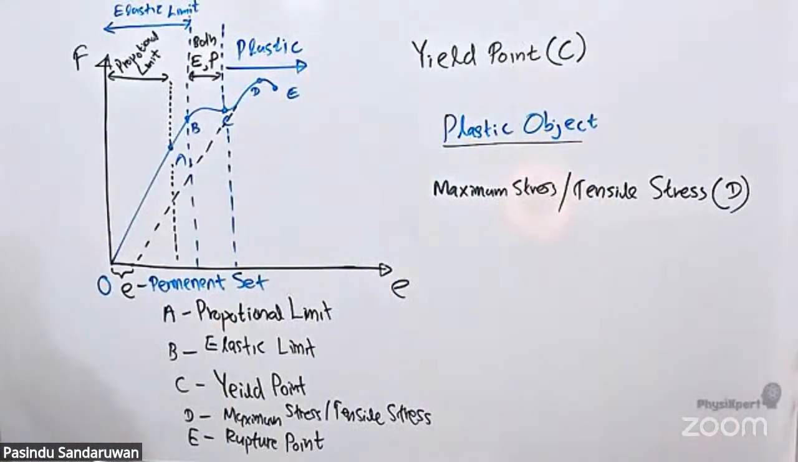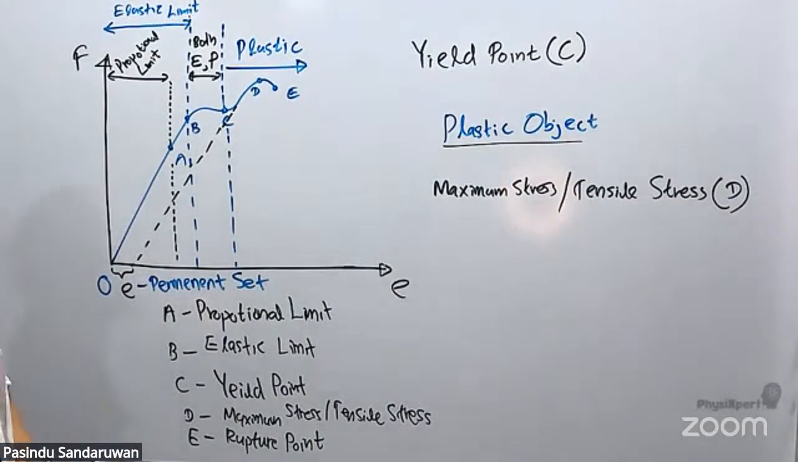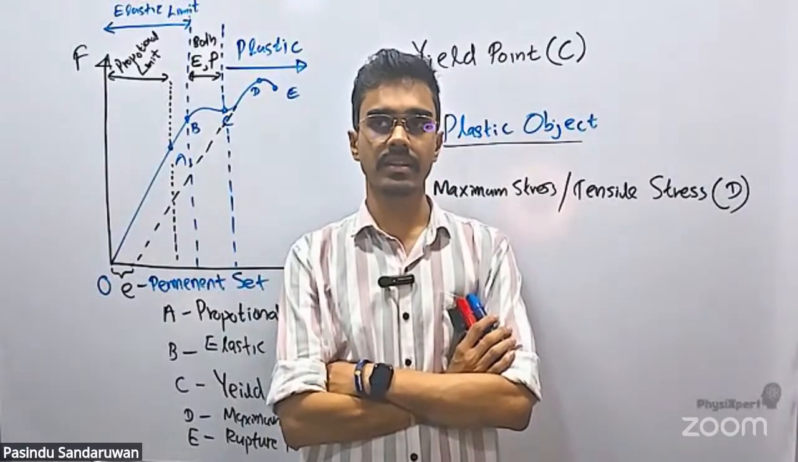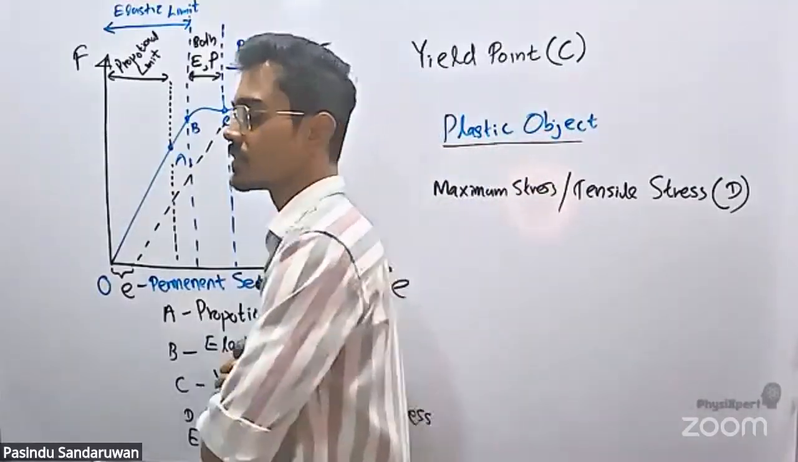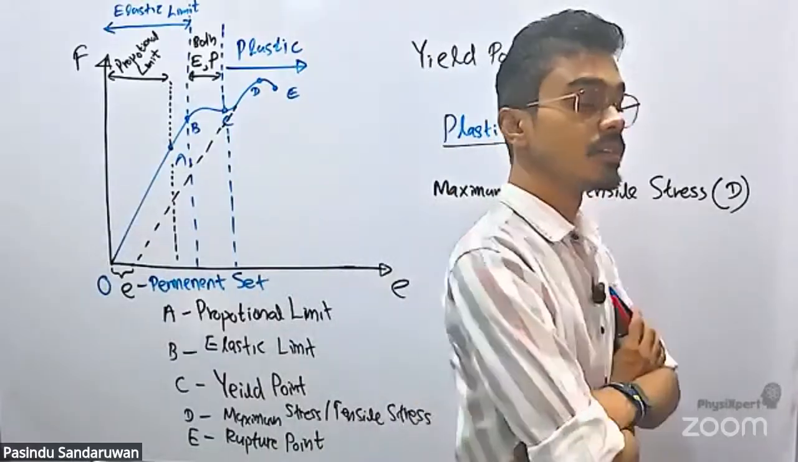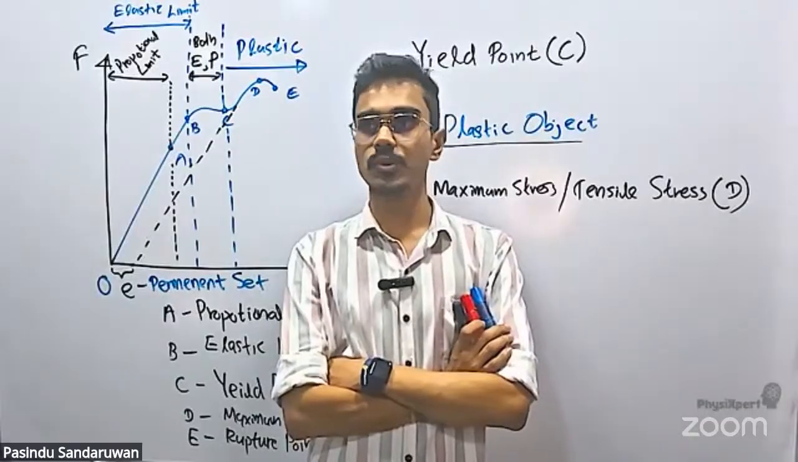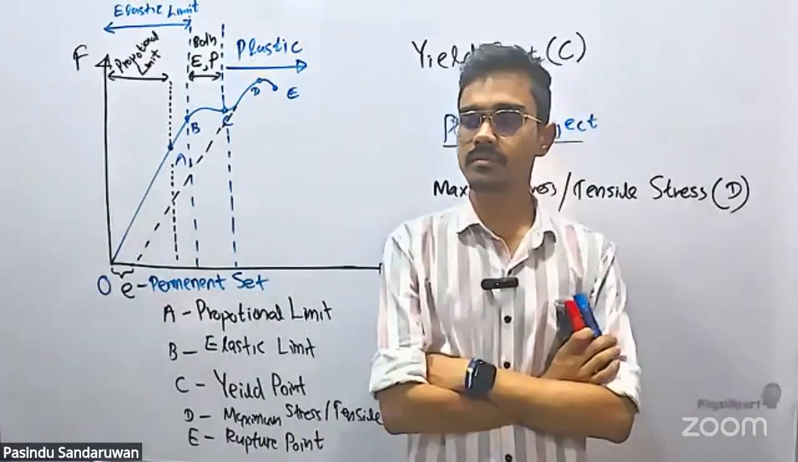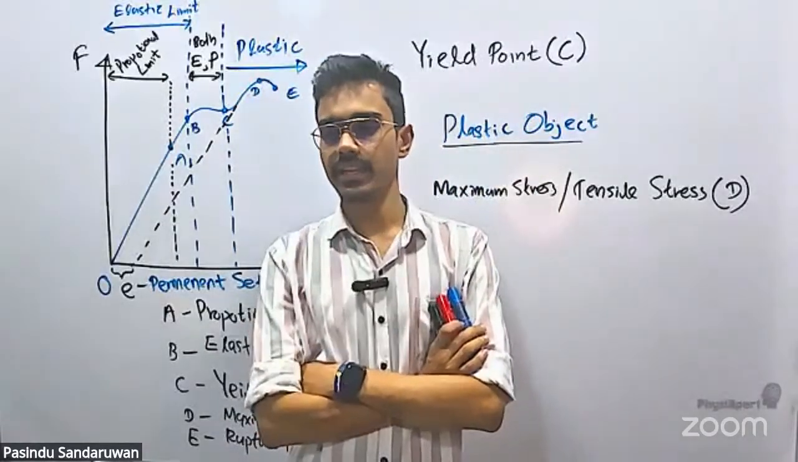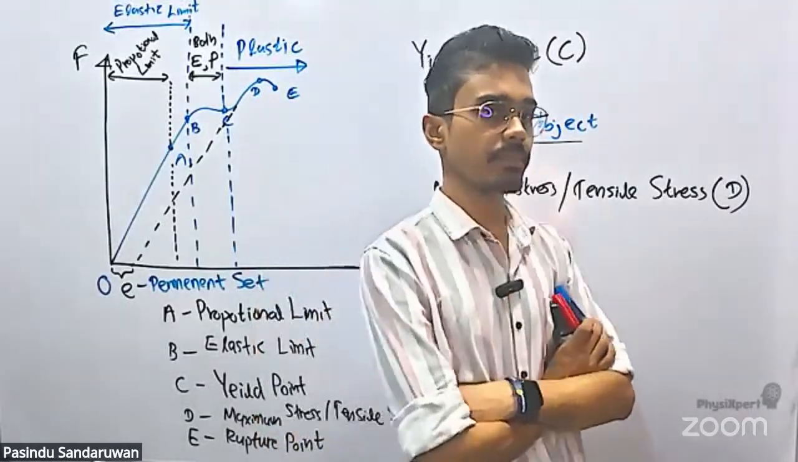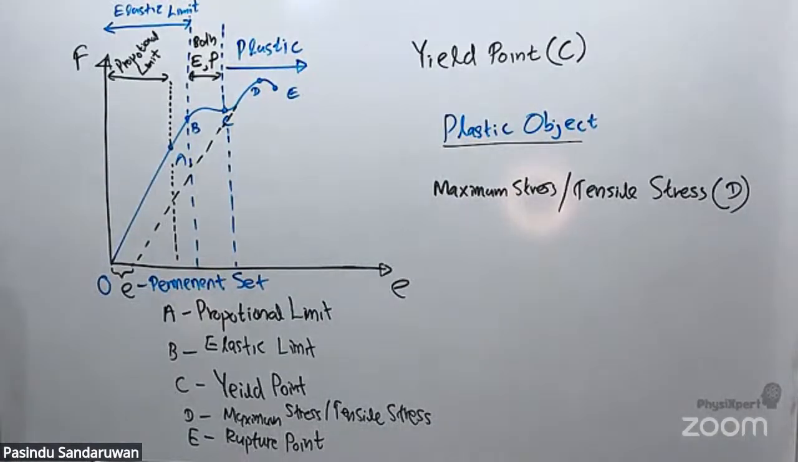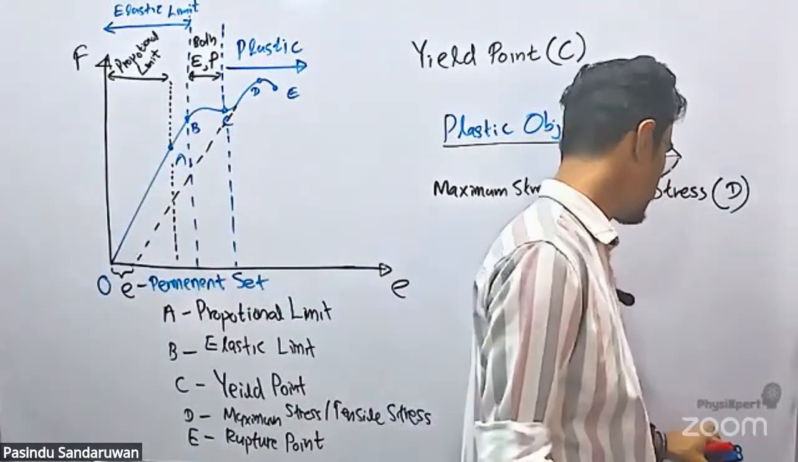Write down below: this is the point where the object withstands the maximum possible force that can be borne by the material.